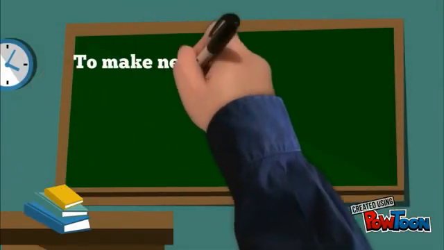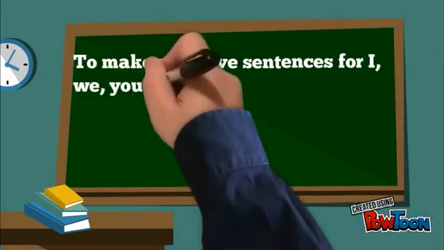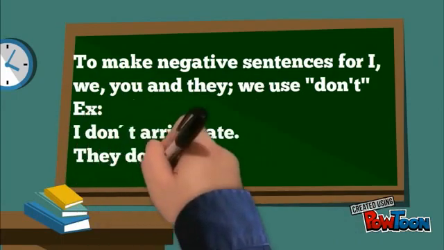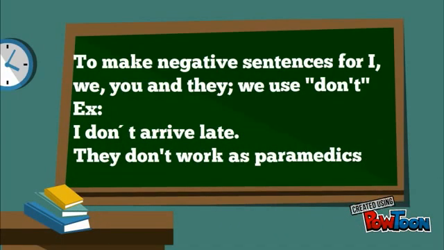To make negative sentences for I, we, you, and they, we use don't. Example: I don't arrive late. They don't work as paramedics.